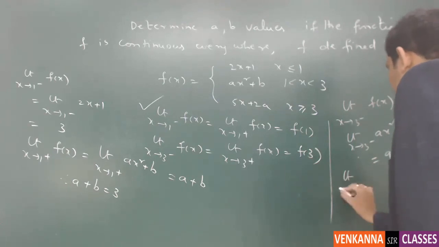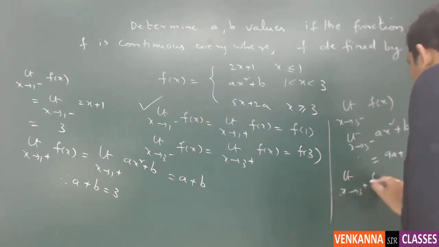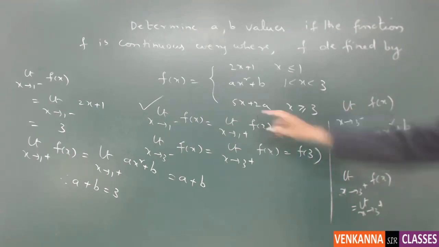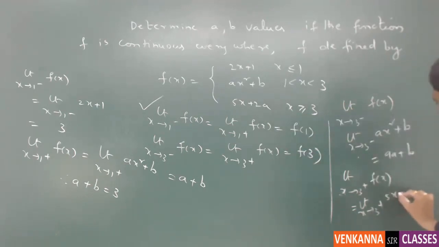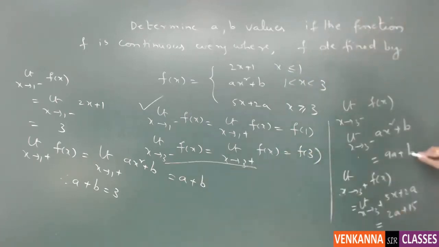Limit x tends to 3 plus f of x. If you consider limit x tends to 3 plus f of x, you should take this one, 5x plus 2a. This is equal to, if you substitute 3 here, 2a plus 15. Since the function is continuous, we have this equality.